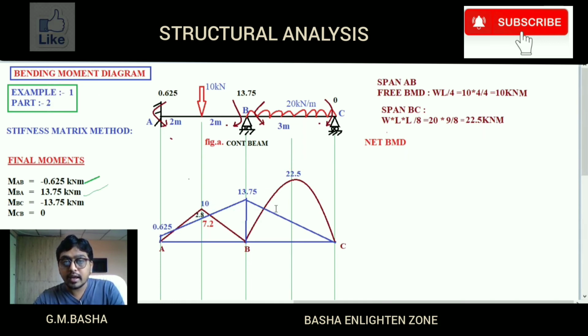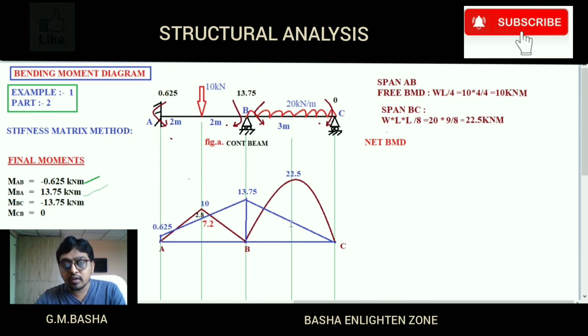Again, there will be a parabola. Here also you have to find the net BMD exactly at the center. Why? Because for the UDL also, the maximum bending moment is exactly at the center only. That is the reason. So first find the ordinate at this point. For example, if it were a trapezoid also, you can average this value and this value, but here it will be in the form of a triangle.